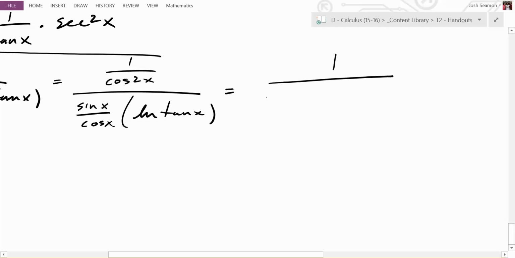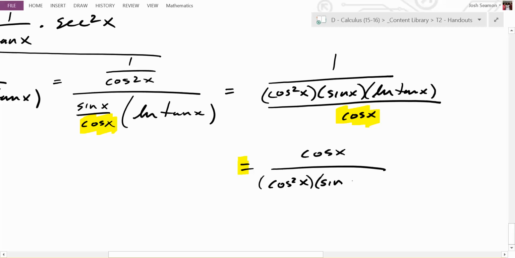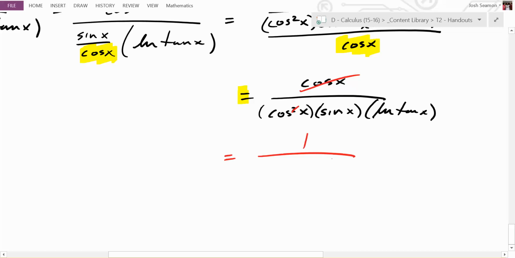What does that turn into? So cosine squared of x times sine x times ln of tangent x, all over cosine x. So that cosine is right there, correct? Where can that cosine go? On top. So what do you end up with? Cosine x over cosine squared x sine x ln of tangent x. Anything cancel? That cancels, right? So we end up with 1 over cosine x sine x times ln of tangent x.